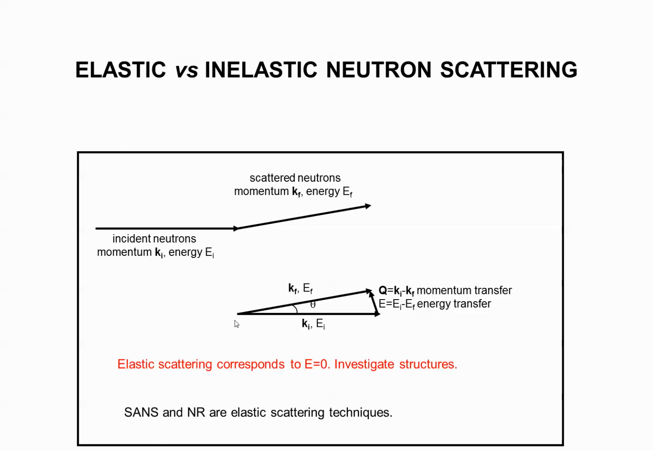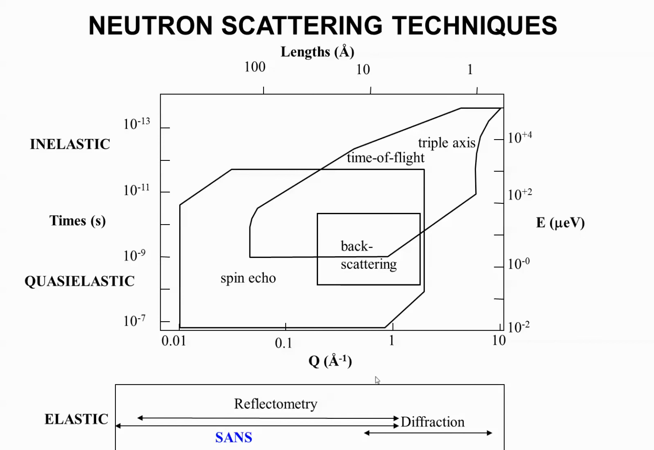So during a scattering event, there is transfer of momentum and transfer of energy. Think of momentum as the scattering angle, the energy as the kinetic energy of the neutron. Neutrons lose energy or gain energy. I'd like to say that elastic scattering corresponds to a transfer of energy around zero to investigate the structures. SANS and neutron reflectometry are elastic scattering techniques. So I'll show you the momentum and energy transfer window, all of the instruments that we have.